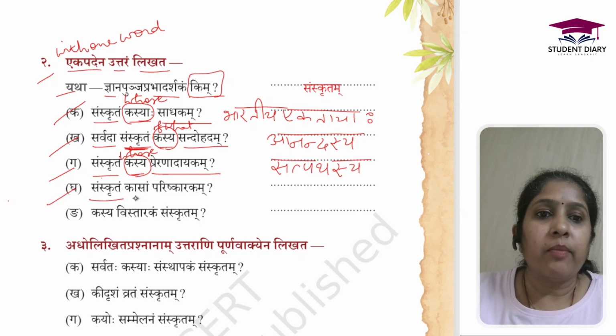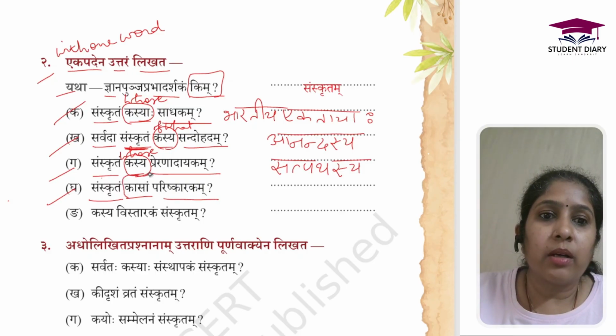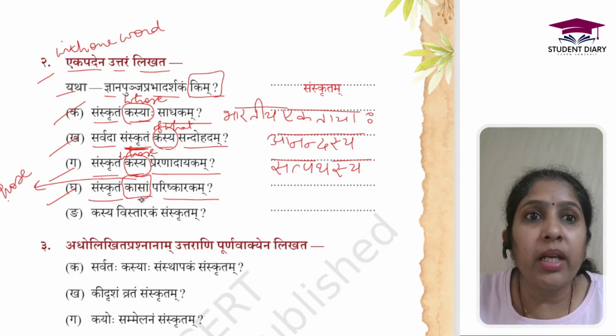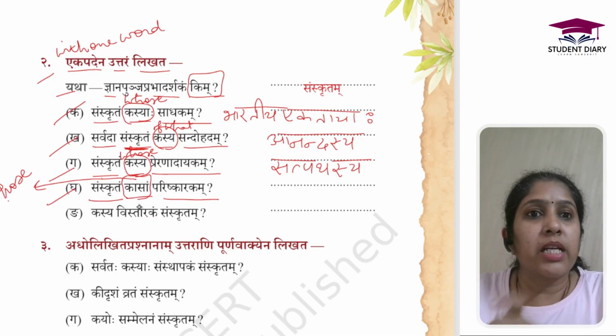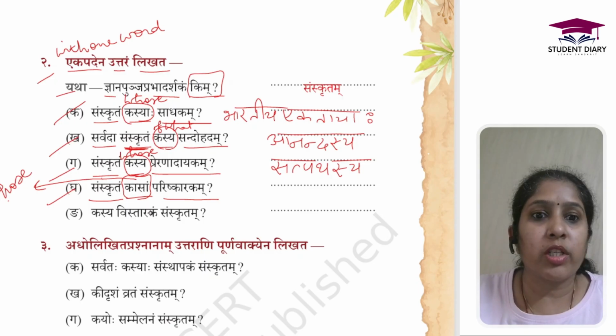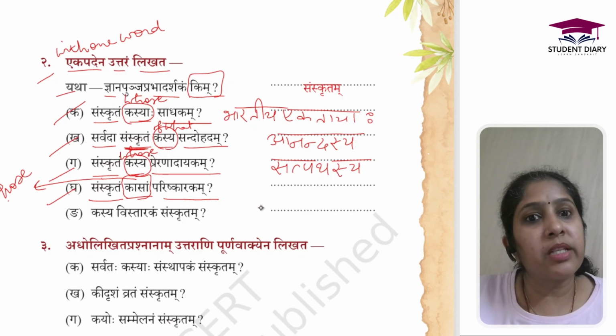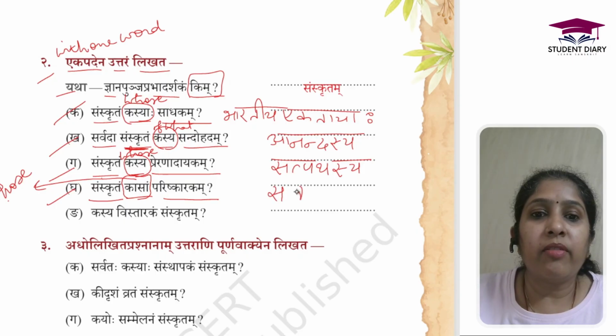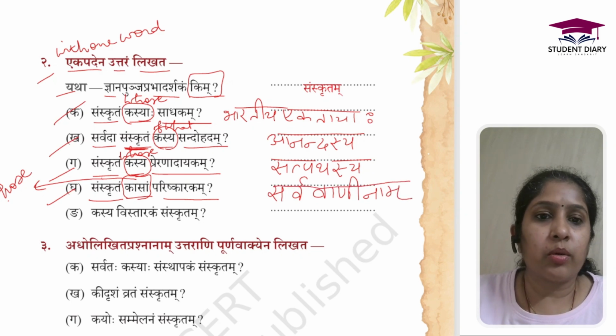Next one. Sanskritam Kasam Parishkarakam. Kasam means of what? So it is again Shashti Vibhakti, but it is Bahuvachan. Whose? It is Shashti Vibhakti Bahuvachan, and Kasam is a feminine word. So we have to get the answer as a feminine word of Shashti Vibhakti Bahuvachan. Parishkaraka means refiner. So Sanskrit is the refiner of what? Sarvavani Nam, everyone's voice. Right? I hope everyone is remembering the shlokas.